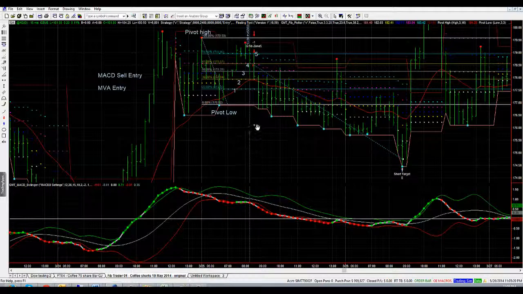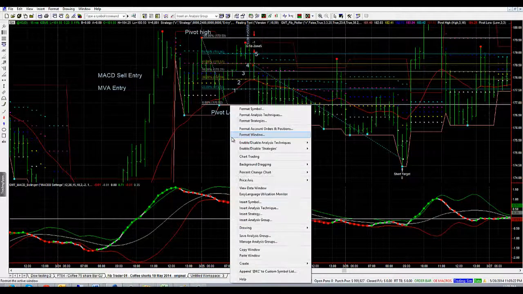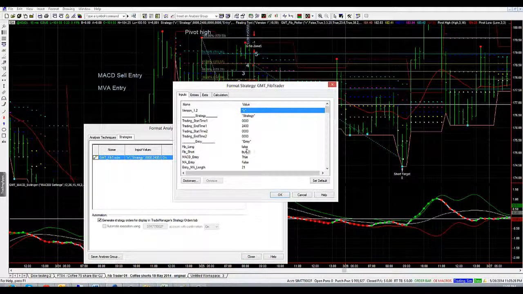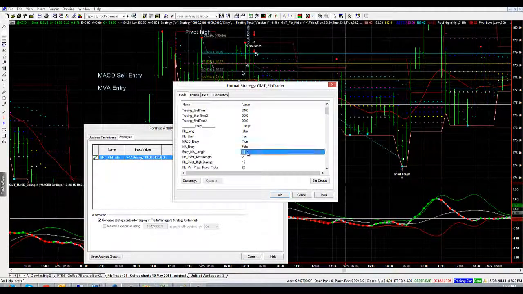And we'll go into our format strategy and grab our moving average, so we can nominate what the length of our moving average is. So we might change that MACD entry to false, and we'll change the moving average to true. We'll make it a bit faster, we'll make it a 17, see how that plays out.